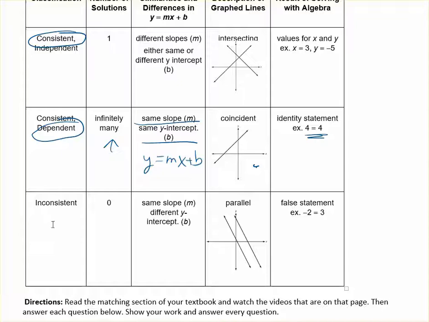For an inconsistent system, that's when you have parallel lines. There will be no solution, and that's what you would write for an answer if you were solving this. They have the same slope. If you wrote both of these equations in slope-intercept form, you would find that they have the same slope but different y-intercepts. And if you're solving with algebra, the x's will cancel at some point, or the y's, and you will end up with a false statement when you're done. That's how you know it would be inconsistent and no solution.